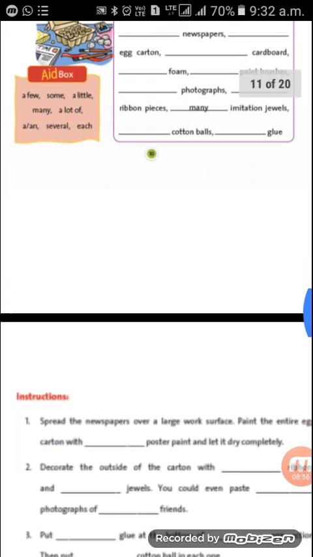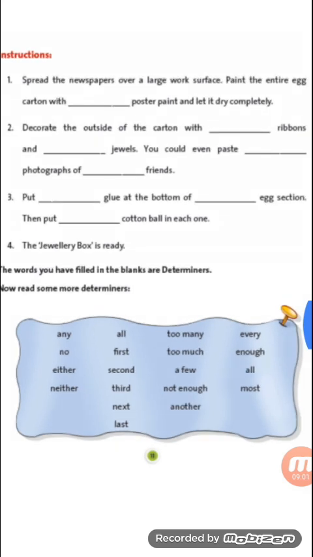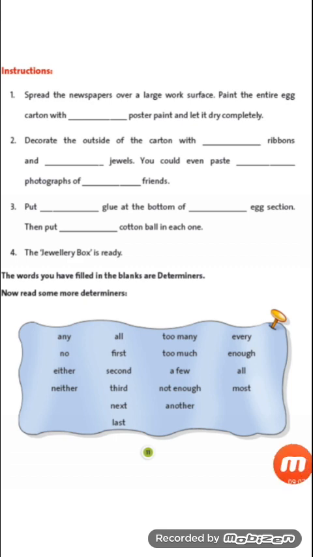Now let us find out in the next what are the instructions to make that jewelry box. Instructions are given here. Spread the newspapers over a large work surface. Paint the entire egg carton with a poster paint. Take some poster paint from there, a poster paint, and let it dry completely. Here you will use a. Decorate the outside of the carton with a few ribbons, because we need only a few ribbons as we have used here previously also.